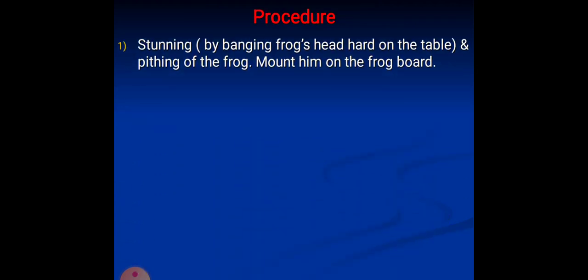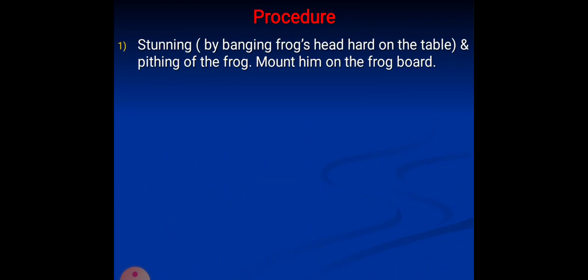So how is the procedure? Stunning of the frog is done by banging the frog's head hard on the table, and pithing of the frog, you already know. You pass a needle through the hole behind the head, and through that we destroy the sympathetic as well as the parasympathetic nervous system. And then how do we check? We hang the frog and gently lift its leg. The tone of the muscles will be lost, and we can also tap on the eyes. If the frog does not blink, that means the sympathetic as well as parasympathetic nervous system has been cut, so the frog is properly pithed.